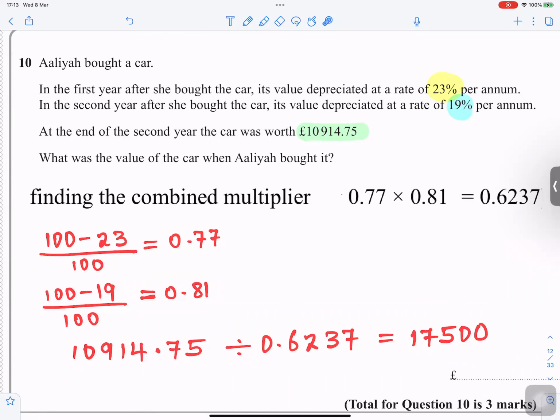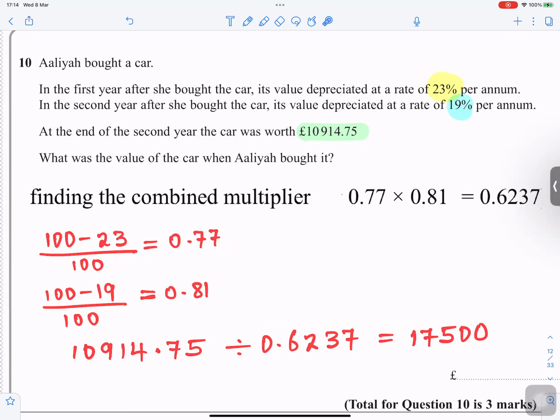Question number 10. Aliyah bought a car. In the first year after she bought the car, its value depreciated at a rate of 23% per annum. In the second year after she bought the car, its value depreciated at a rate of 19% per annum. At the end of the second year, the car was worth £10,914.75. What was the value of the car when Aliyah first bought it? So we need to find a combined multiplier for both of them.